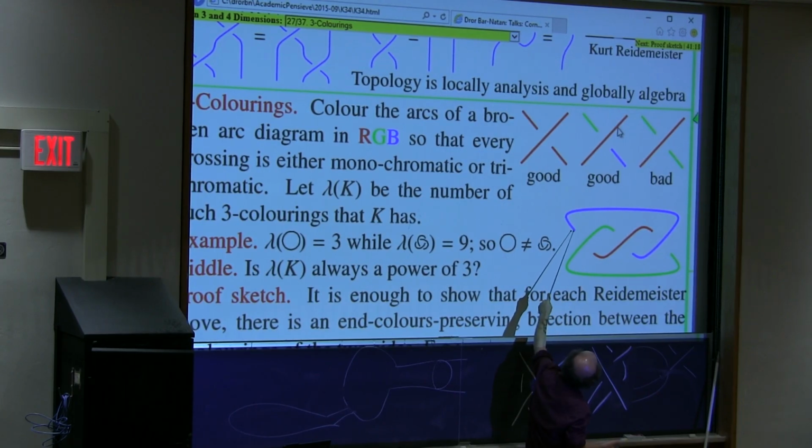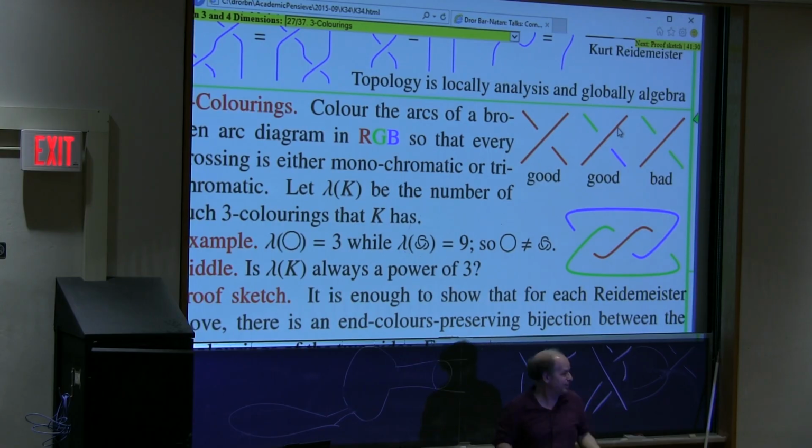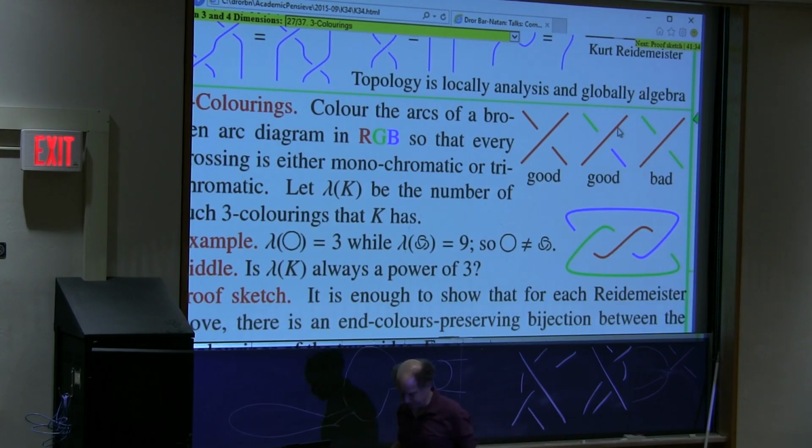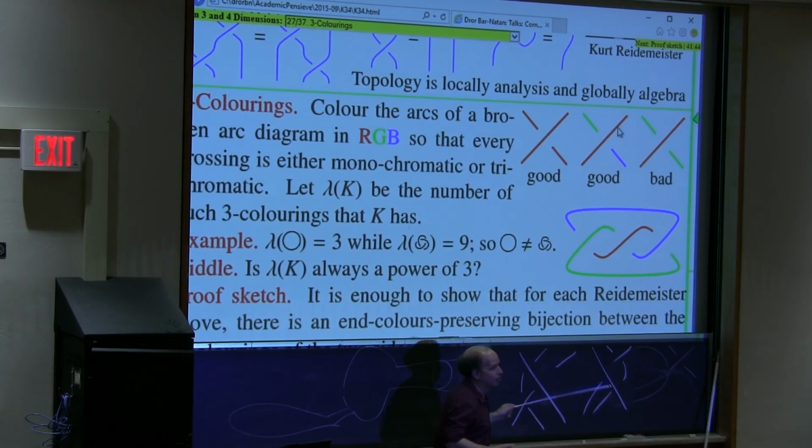So you can color these two whichever way you want, and then the color of this one is determined, and you can check that the other 2 crossings will automatically, in fact the picture shows that, be legal. So I can choose this one to be whatever I want, I can choose this one to be whatever I want, and I'm done. And therefore there are 9 3 colorings of the trefoil knot.